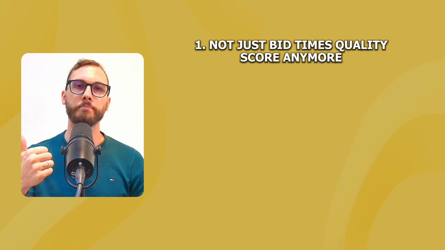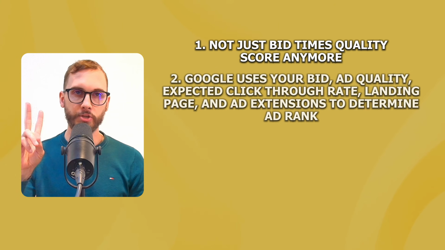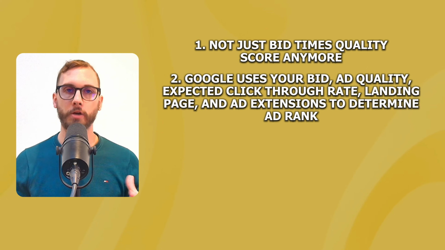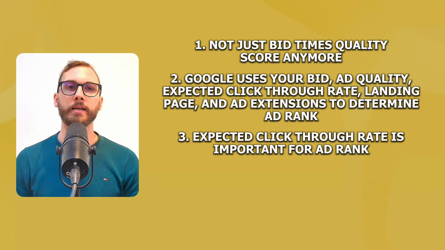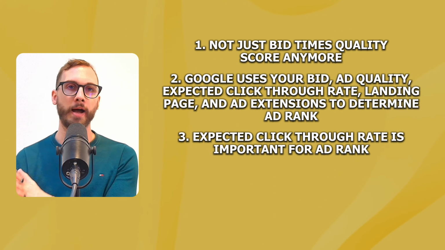So just to recap, the 5 things that actually decide your ad rank. Number 1, it's not just bid times quality score anymore. That's no longer a thing. So that's a big one that you learned. Number 2 is Google uses your bid, ad quality, expected click-through rate, landing page, and assets to determine your ad rank. And then number 3 is expected click-through rate is one of the biggest levers that you can lean towards and push your ad rank much higher.